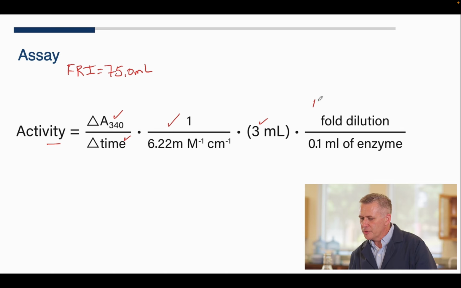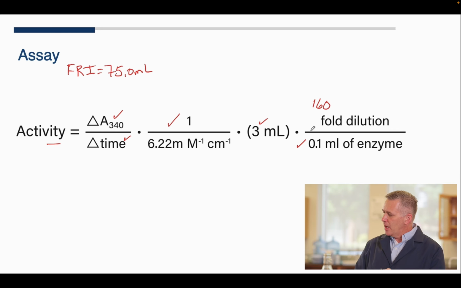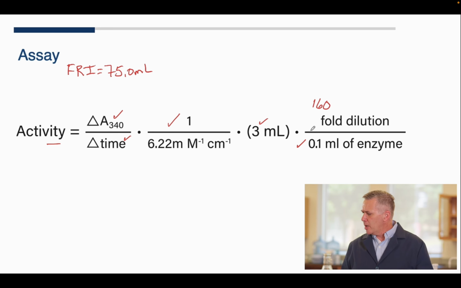For FR1, it was pretty concentrated, so we needed to do a 1 to 160 dilution, as we just talked about. And again, we were putting in 0.1 milliliters of enzyme, that is GOT. All of those will help us calculate the activity. And the activity is in micromoles per minute per mil.